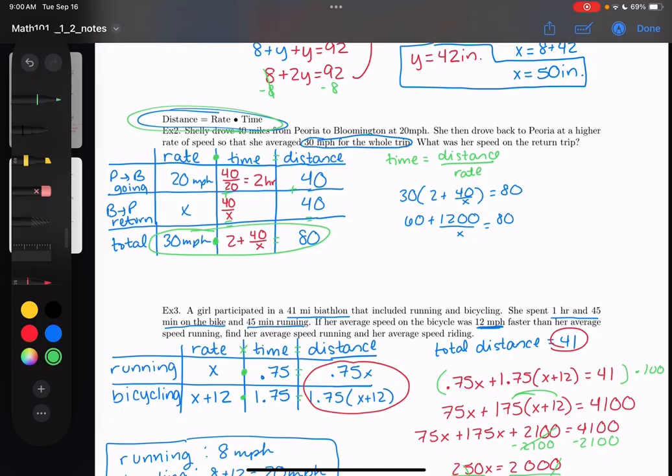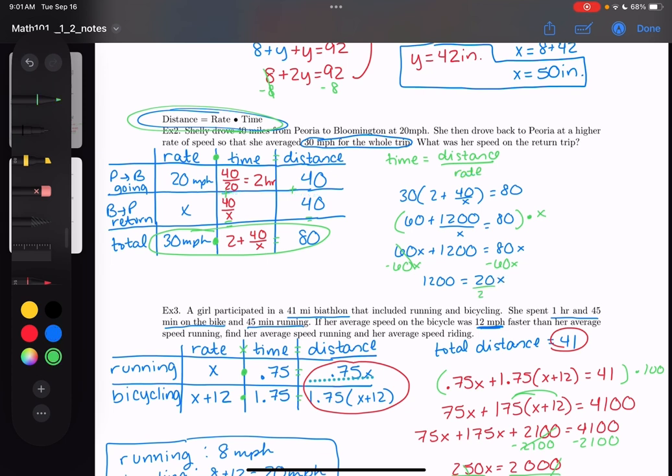Always remember, if you want to get rid of your denominators, go ahead and multiply by them. So I'm going to multiply everything by x. That gives me 60x plus 1200 equals 80x. The 1200x over x, the x's cancel, so that's why I'm just left with 1200. I'll move my 60x over. So this gives me 1200 equals 20x.